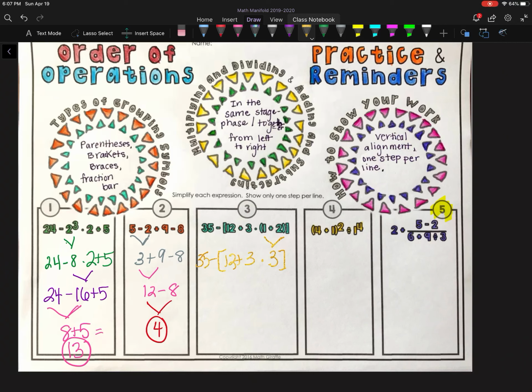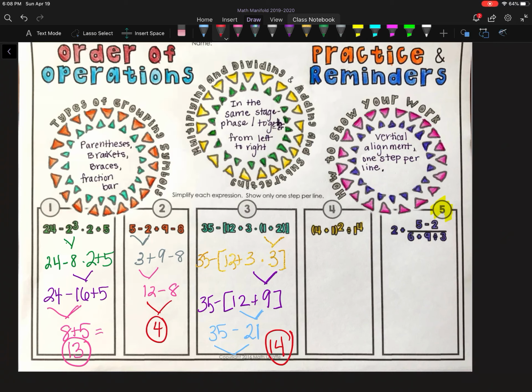Okay, so we've got 35 minus bracket 12 plus 3 times 3. Multiplication comes before addition in the bracket. Rewrite the rest of my problem. I need to finish solving what's in the bracket first. So 12 plus 9 is 21. And then 35 minus 21 is 14.